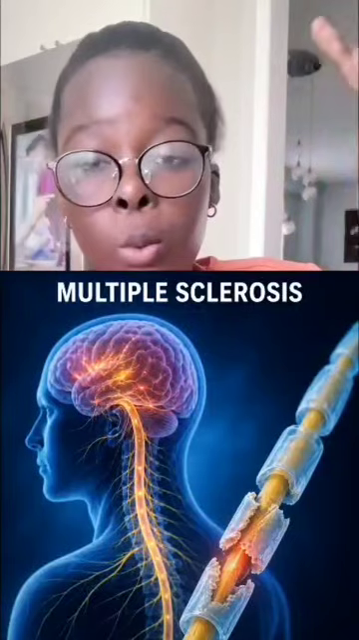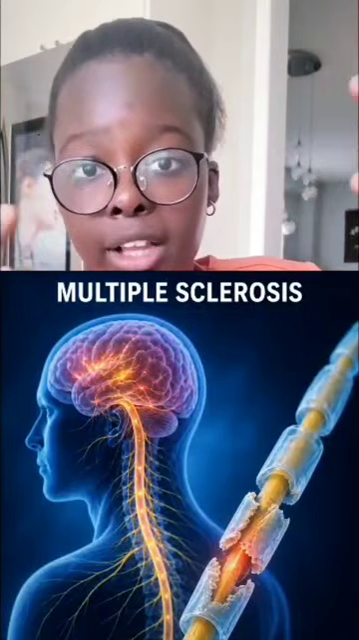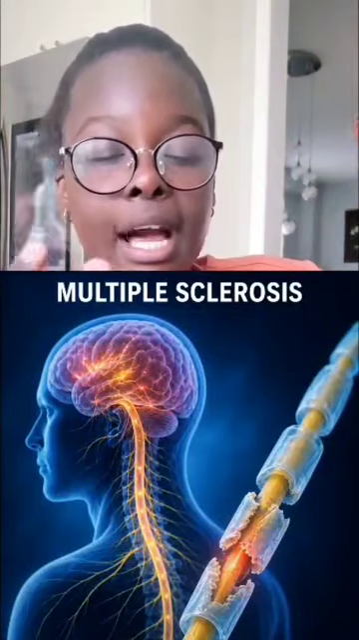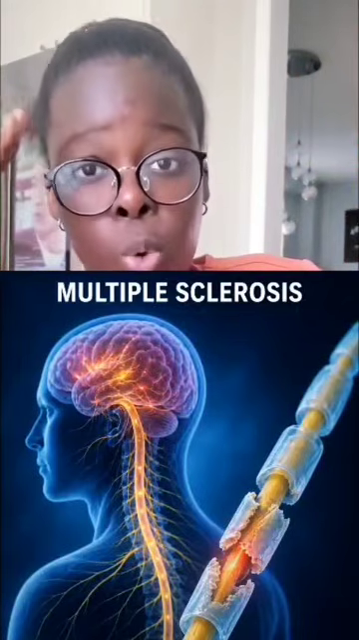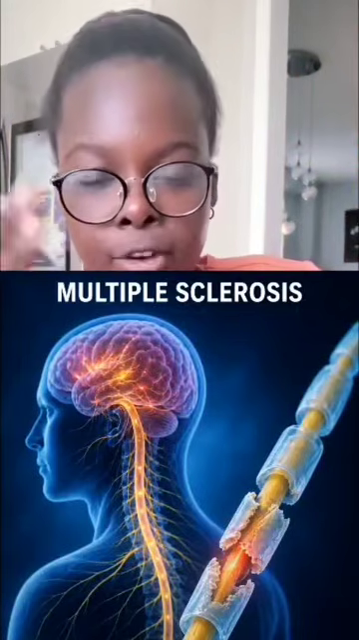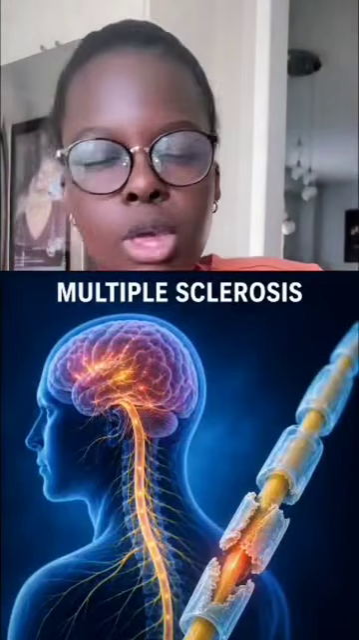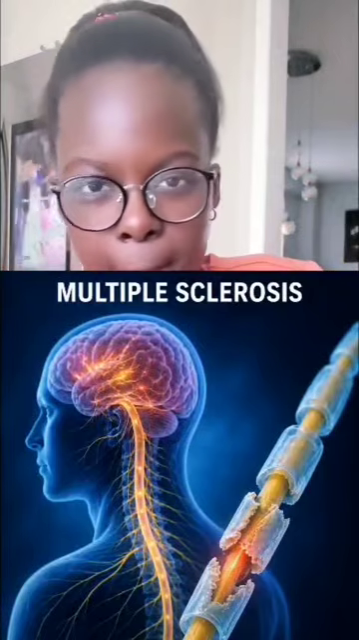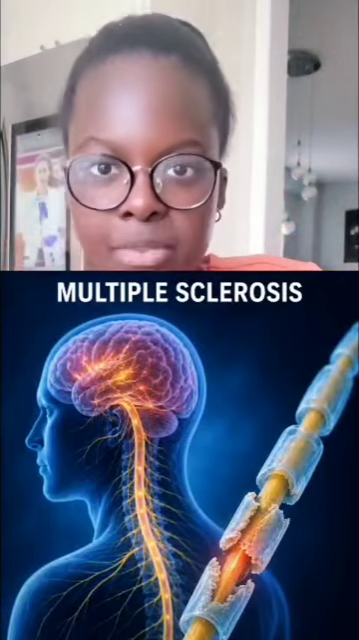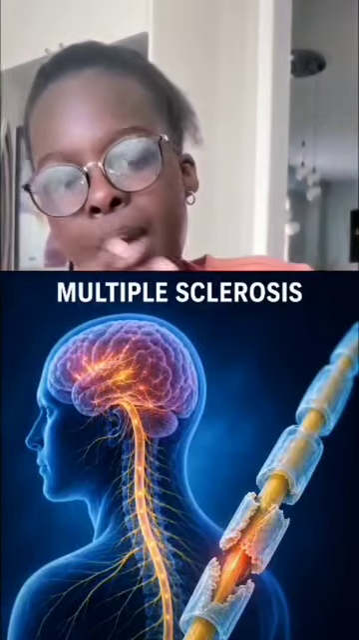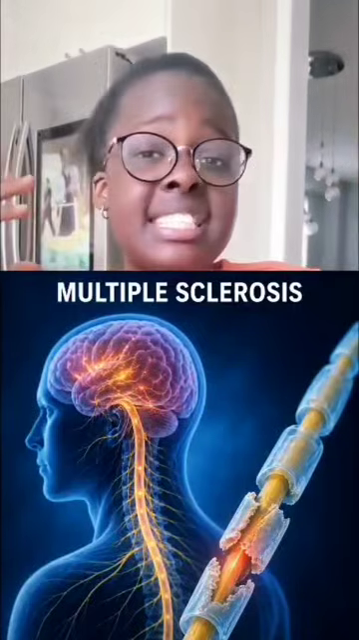When your nerves are healthy, the brain sends information, or your body sends information to the brain, using a smooth, quick pathway. But if you have MS, it sends it very slowly, or it gets blocked.